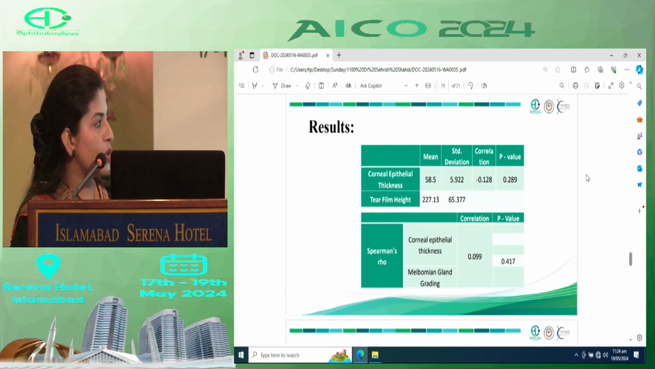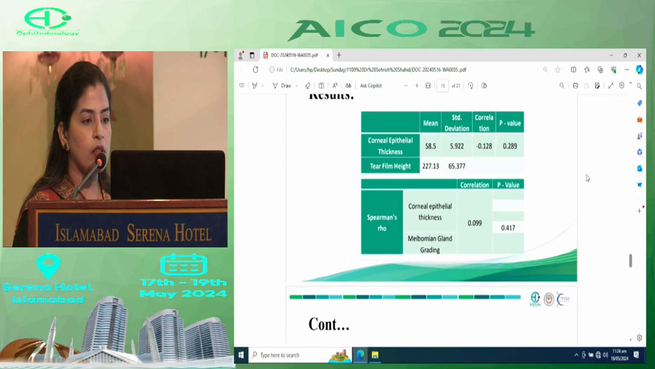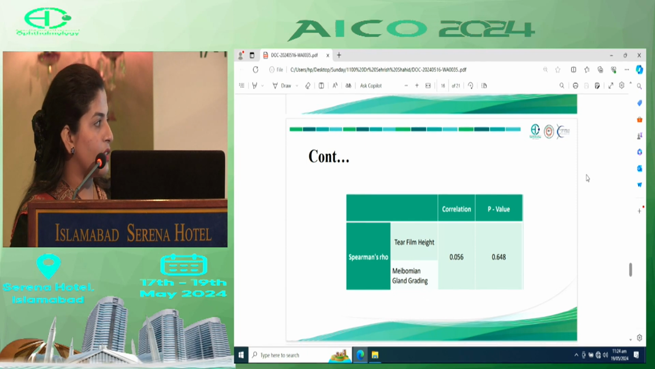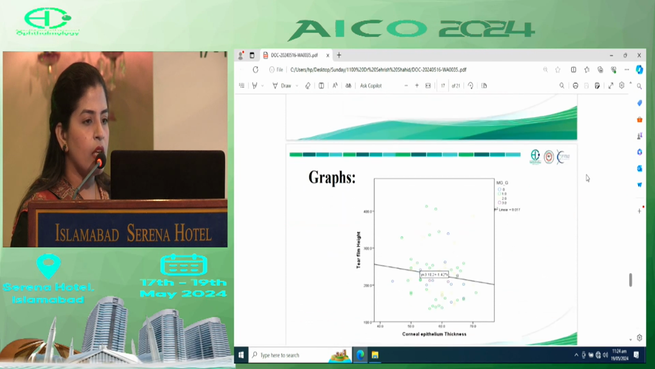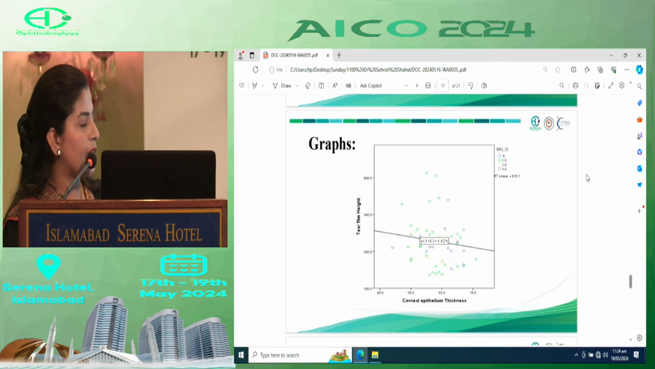The correlation between corneal epithelium and meibomian gland was 0.099. That was a weak correlation. And the correlation between tear film and meibomian gland was 0.056. That was a moderate correlation. This is the graphical presentation. Here you can see how the tear film and corneal epithelium were compromised, and these bubbles are showing the grading of the meibomian gland.